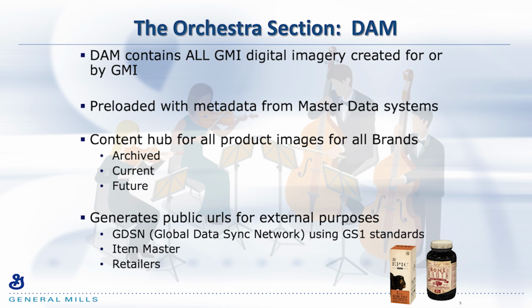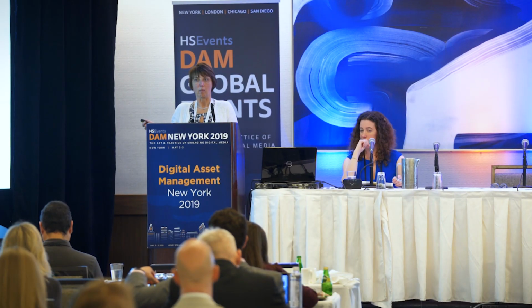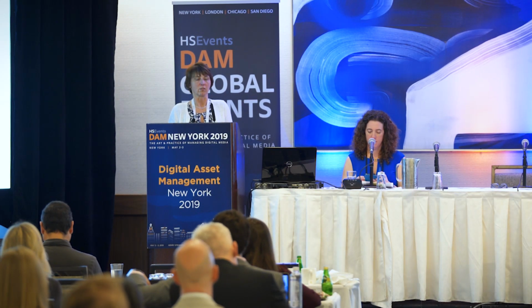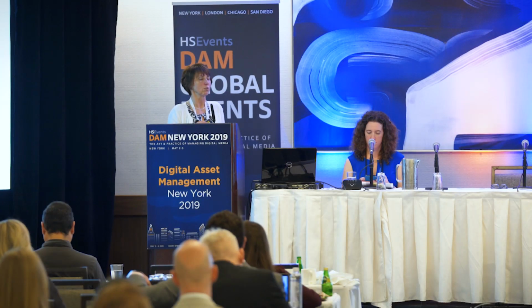And part of the responsibility of the DAM for us is that the DAM system generates public URLs. And why is that important? Because I don't want people coming back to my DAM to authenticate to get images when they're going out to retailers or wherever that network might be where my product images might show up. So I generate these public URLs for all of my external purposes, like GDSN, Global Product Syndication, things like retail and catalog services like Item Master, or to specific retailers in general.